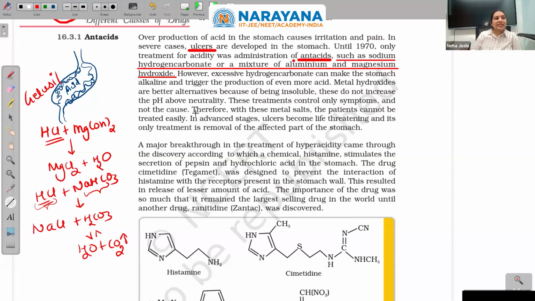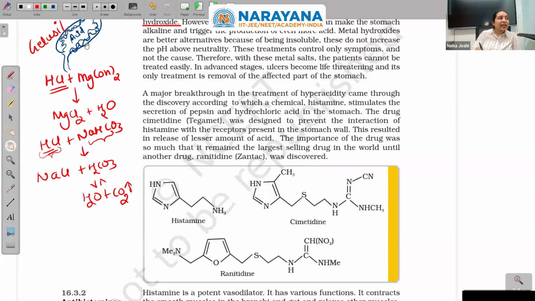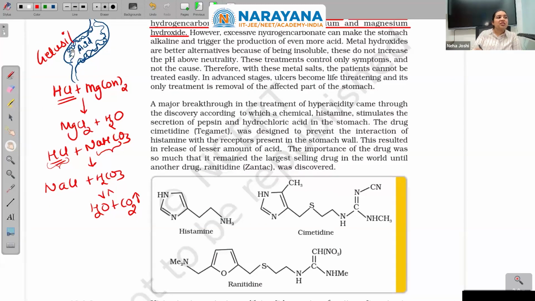These treatments control only symptoms. Yes, that acid is being produced; they are killing the acid but are not removing the disease, that is, how to stop this overproduction of acid, and not the cause. Therefore, with these metal salts, the patients cannot be treated easily.